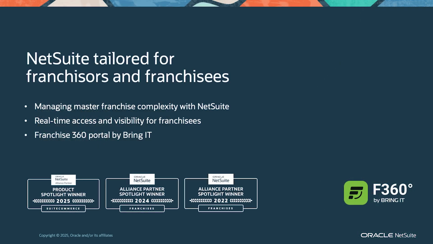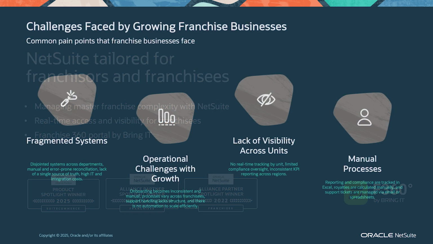In this segment, I'll explain how Franchise 360 helps franchises, especially multi-unit franchises, such as restaurant chains or fitness centers, gain control and simplify their systems, and also operate more efficiently. In this session, we'll explore how NetSuite helps franchisors manage complexity, how franchisees gain real-time access and visibility, and how our Franchise 360 portal works. So let's go ahead and get started.